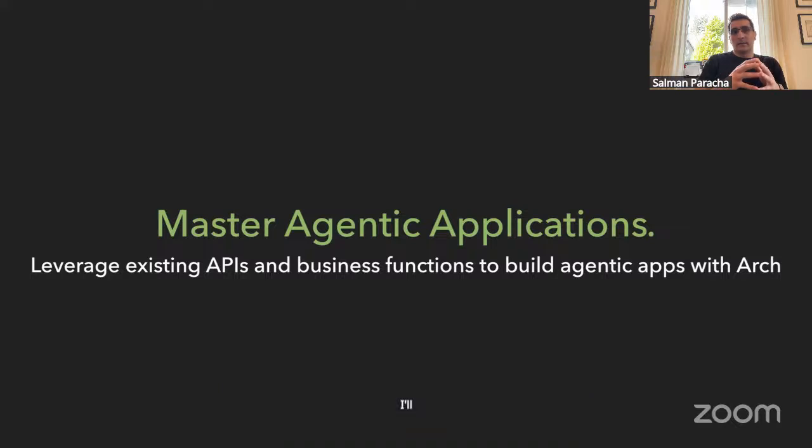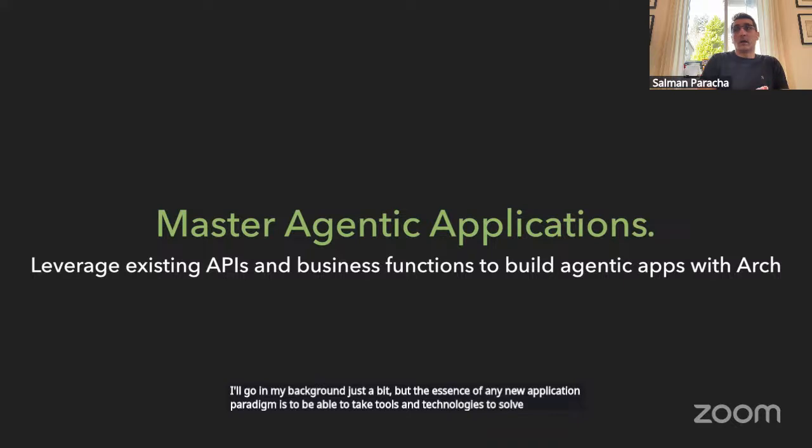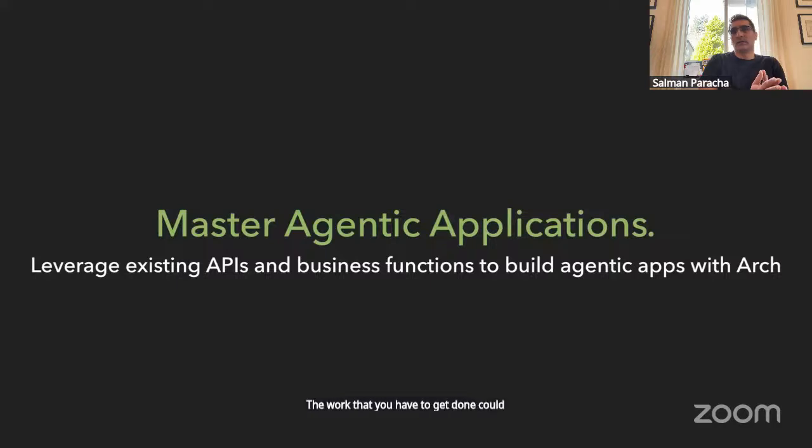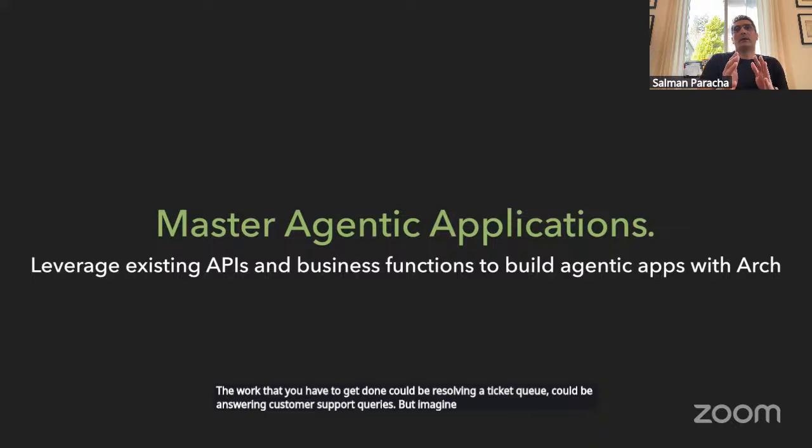I'll go into my background in just a bit, but the essence of any new application paradigm is to be able to take tools and technologies to solve user problems that were not easy to solve before. And I'll give you a very clear, simple example. Imagine you are on a website which has a menu item on the left, a very traditional point and click SaaS website, and you have to actually get work done. The work could be resolving a ticket queue, or answering customer support queries. But imagine you're going back and forth between the various sections of a website, navigating different portions to get your work done.